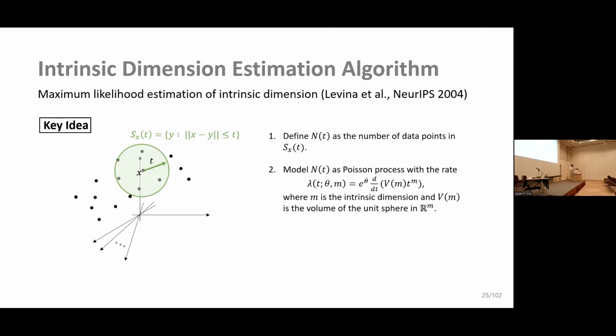So the idea is that as the ball gets bigger, its volume grows faster. Because of this, the number of data points inside the ball also increases more quickly, and this increase is connected to the intrinsic dimension m. Using observations of n(t), we can fit parameters theta and m via log likelihood maximization. I personally found it really interesting how this algorithm connects the geometric idea of dimensionality with probabilistic methods. It is a good example of the intersection of geometry and probability, in my opinion.